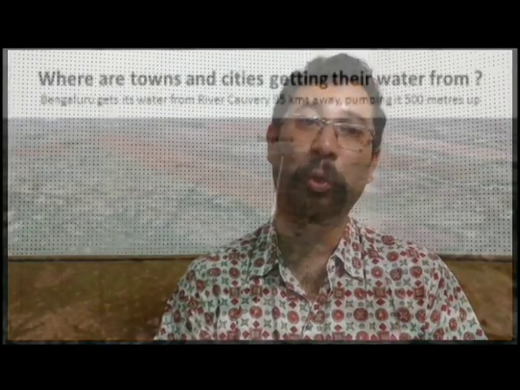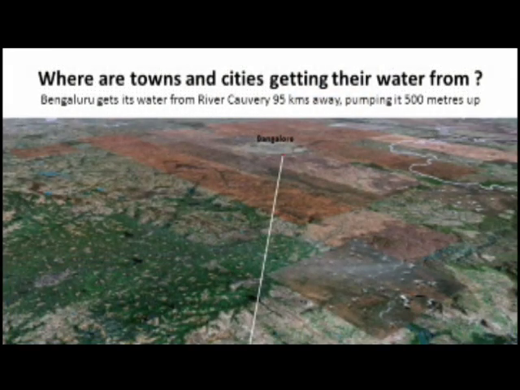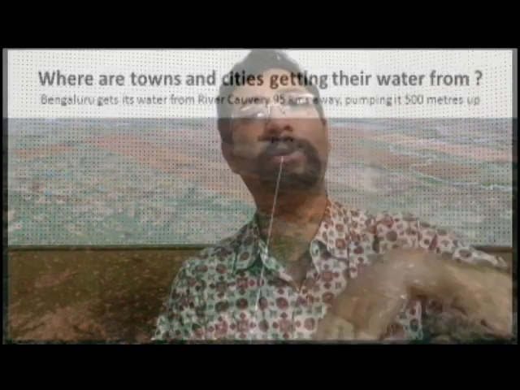So where do towns and cities get their water from? I'll begin with Bangalore as an example. The most significant source of water for Bangalore today is the river Kaveri, which the state of Karnataka is fighting with the neighboring state of Tamil Nadu over. And this river is around 100 kilometers away from Bangalore and close to 500 meters below Bangalore. So we are actually going and taking water from a very far away river and we are pumping it all the way up. Bangalore is unique in the sense that it sits on a little hill.